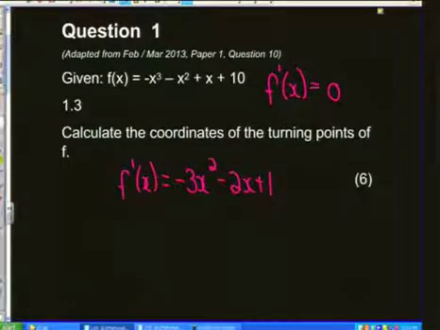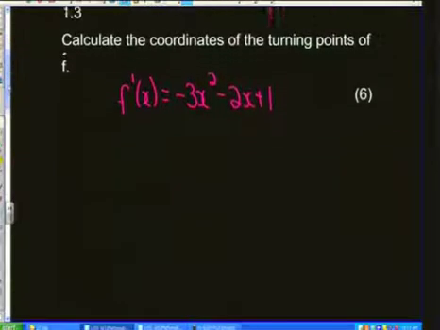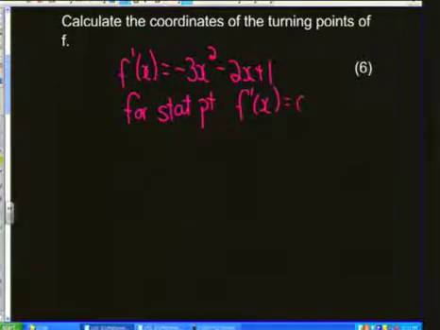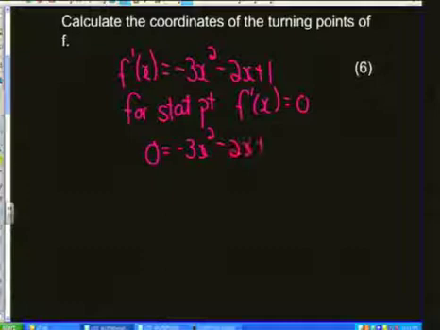And for a stationary point, and I must be honest, I would actually tell them this, because the more kind you are to your marker, the better. So I would say, for a stationary point, our derivative must equal 0. It's just nice for your examiner to see what you're doing here. So 0 is equal to minus 3x squared minus 2x plus 1.